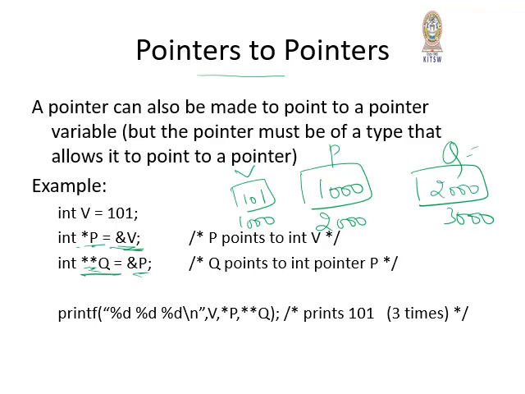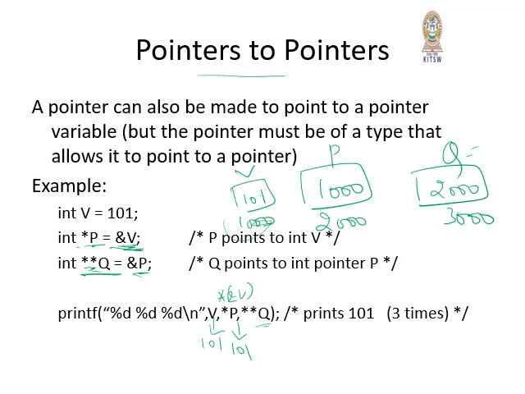So in this way, these elements are arranged in the memory block. Now when you try to print v, it will print 101. When you try to print star p, that is the value at the address, p is equal to address of v. The value at the address of v, that is 101. The value at 1000 is 101.